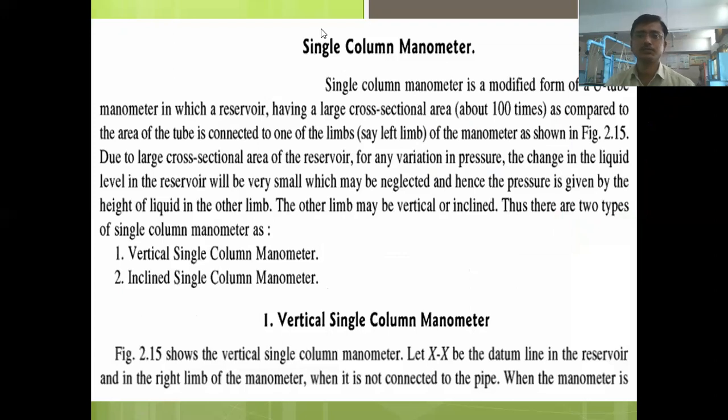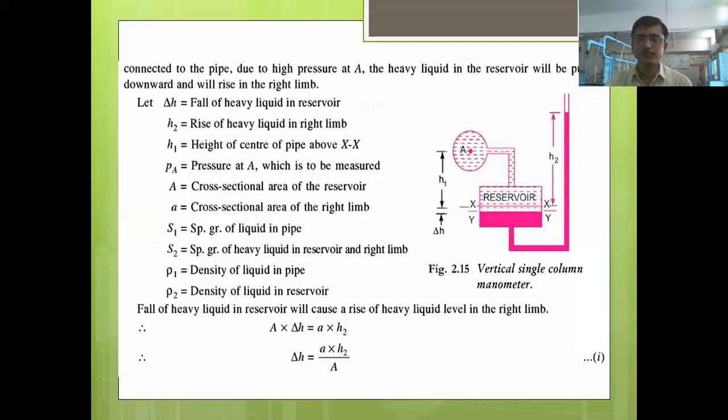Okay, now we'll understand the single vertical single column manometer first, and then we will see the inclined single column manometer. Its name itself will give you the idea about what kind of manometer it is. Vertical means that the single column will be vertical. Okay, vertical single column manometer. To derive this equation, we should understand the various terms here.